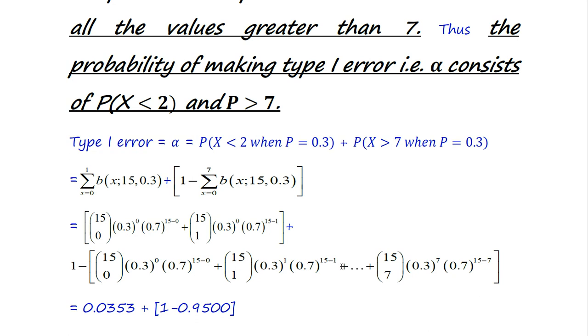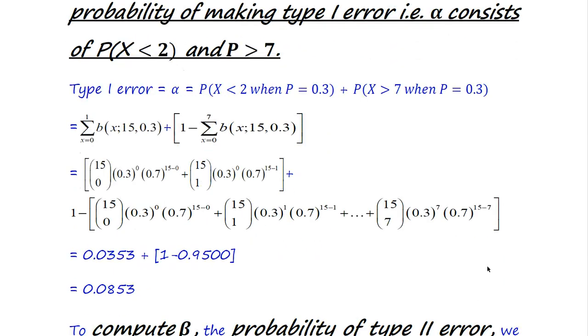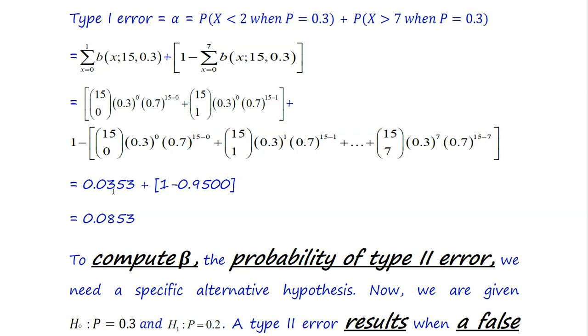Follow the same procedure. For the last number, 7, 15C7, 0.3 to the power 7, 0.7 to the power n minus x, 15 minus 7. So here is the answer after simplification: 0.0353 for the first part, and for the second part 1 minus these values, we are left with 0.0853. So this is the chance of committing type first error.